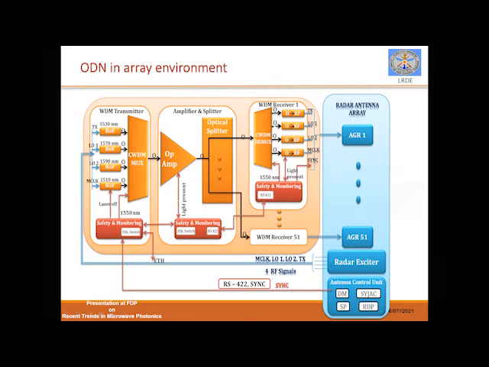So what happens here? We should have a WDM transmitter, then one WDM amplifier and splitter unit, and a WDM receiver unit. So this is the total optical distribution network, where transmitter, amplifier, splitter and receivers are there.